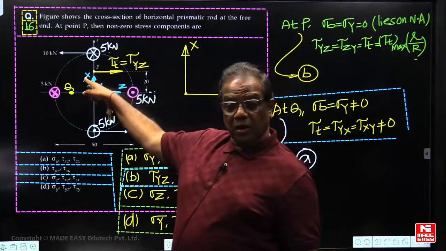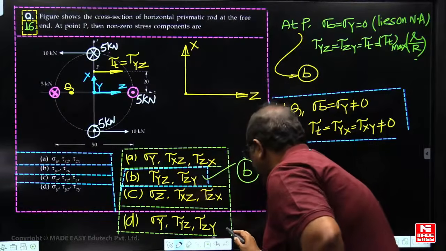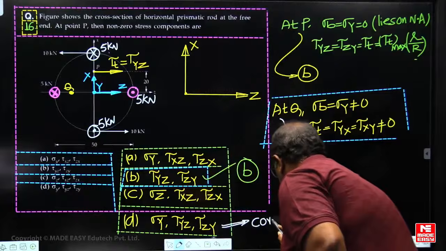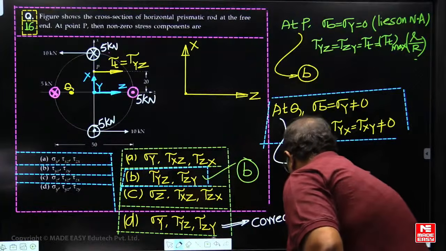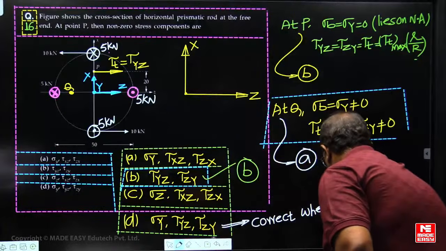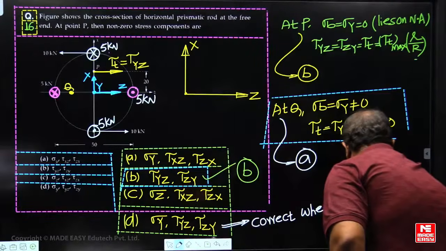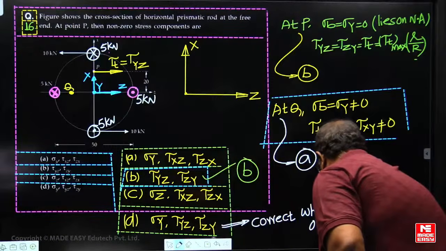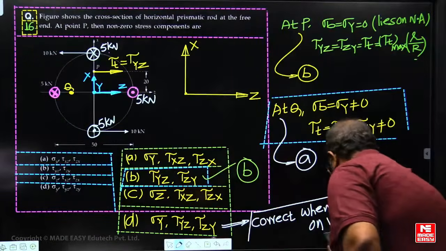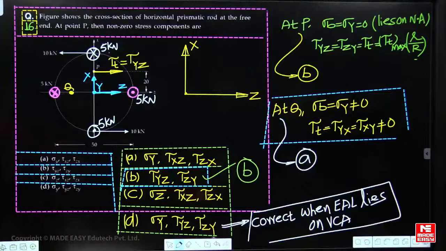Then here bending stress is not zero. Then the answer is D. So this will be correct when the eccentric axial load lies on VCA. I hope your doubt is clear, Mr. Priyansh Raj.